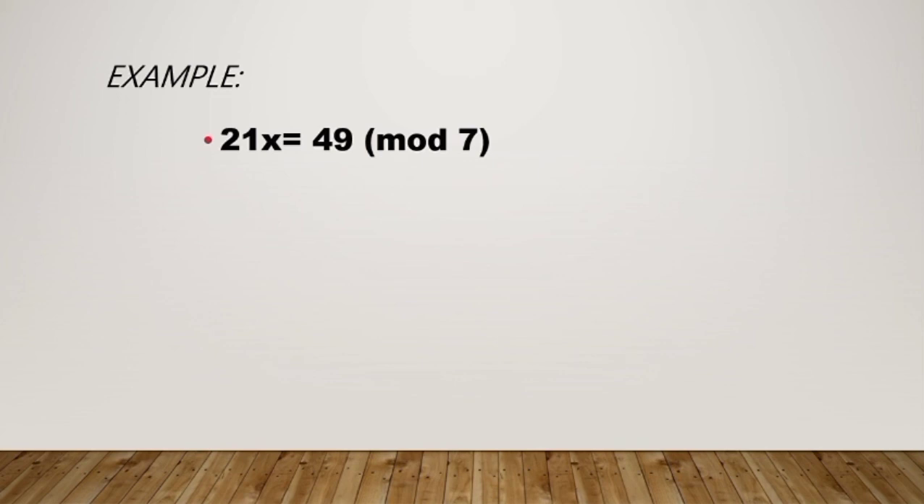Last example, 21x is equal to 49 mod 7. So here is our a, b, and n. The factors of 21 are 1, 3, and 7, while the factors of 7 are 1 and 7. Therefore, the GCD of 21 and 7 is 7. 49 divided by 7 is equal to 7. Therefore, this example has an integral solution.